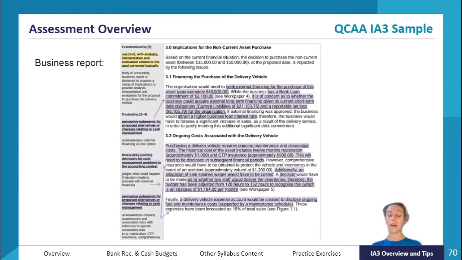If the external financing was approved, the business would attract a higher business loan interest rate. Therefore, the business would have to foresee a significant increase in sales as a result of the delivery service in order to justify meeting this additional significant debt commitment. It's thinking about all of the possibilities relating to financing this purchase of the delivery vehicle. It's all based around the goal, and you're looking at what the accounts are, how they are interrelated, and then you're analyzing those, evaluating those, and writing your report based on what you've found.